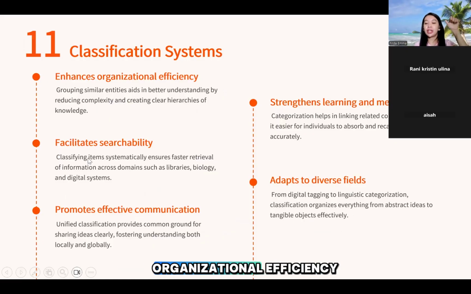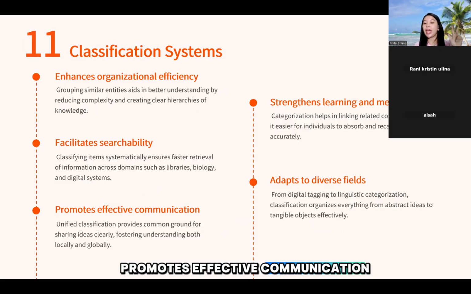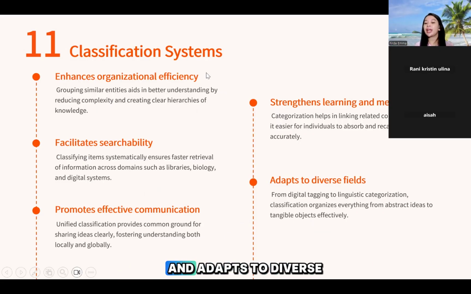There are 5 classification systems. It enhances the organizational efficiency, facilitates searchability, and promotes effective communication. And also strengthens the learning and meaning and adapts to diverse fields. We just explain it part by part.